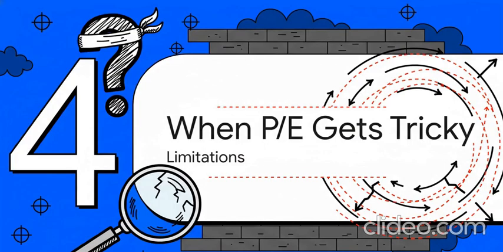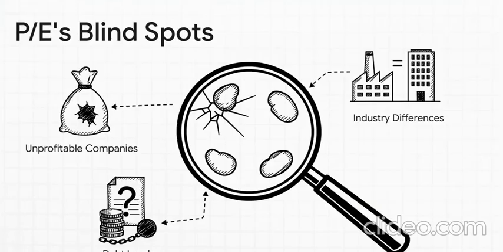Now, as great as the PE ratio is for a quick check, it is not a magic wand. It's not a perfect tool. And it has some pretty serious blind spots that you absolutely have to know about before you rely on it. So here are a few of the big ones. First, if a company isn't making any money or it's losing money, you just can't calculate a PE. The math doesn't work. Second, it's pretty much useless for comparing a tech company to, say, a bank. Their normal PE ratios are worlds apart. Also, things like a company's debt level or even some creative accounting can warp the earnings number. This is why you never, ever use the PE ratio in a vacuum.